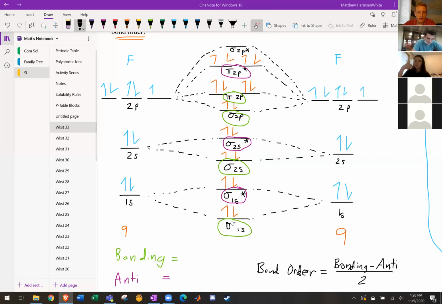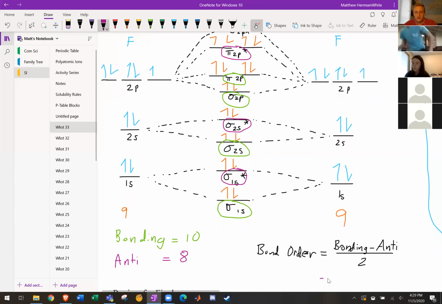All right, so when I added up all the bonding ones, which were all the arrows and the green spots, I got that there were 10. And then the anti-bondings, I got that there were 8. So if you did the bond order, you would get 10 minus 8 divided by 2. And so that would give you the bond order is equal to 1. So all of that work and your answer is 1.